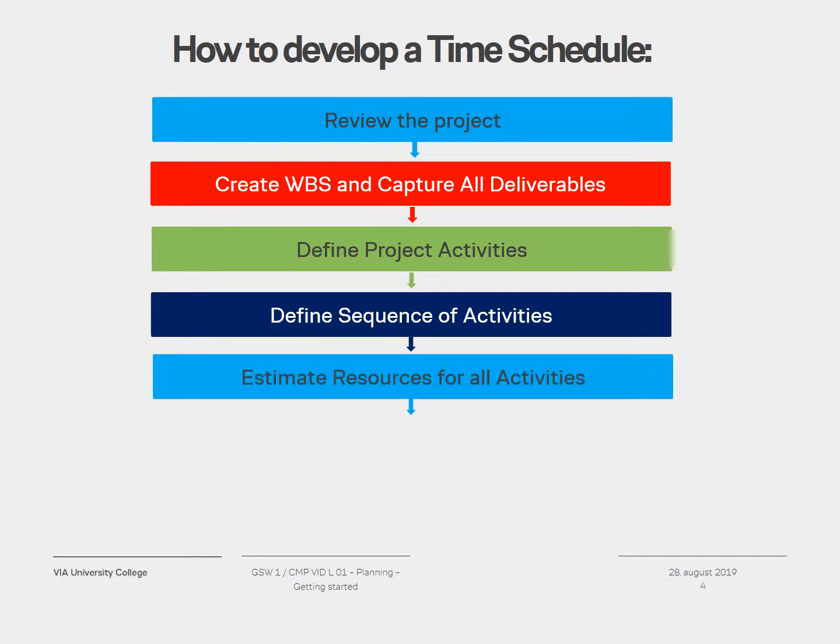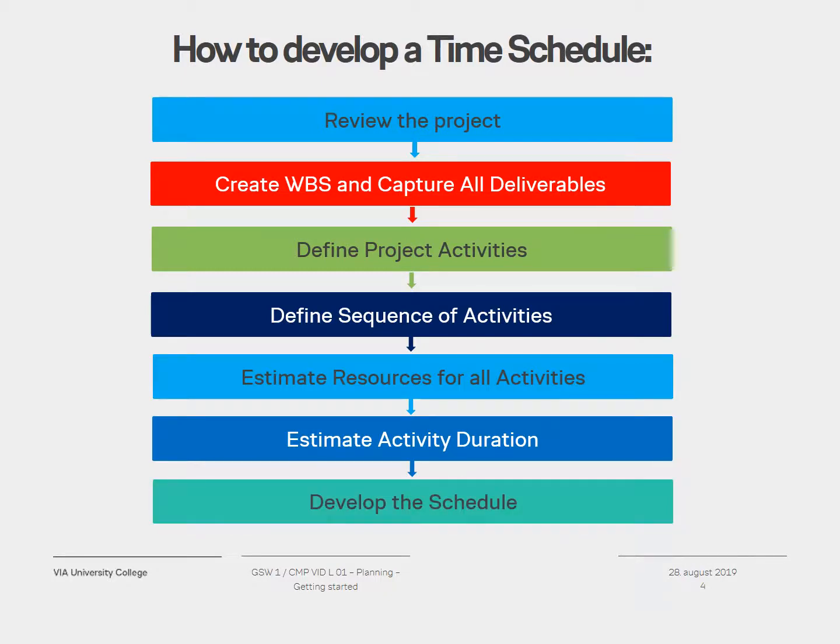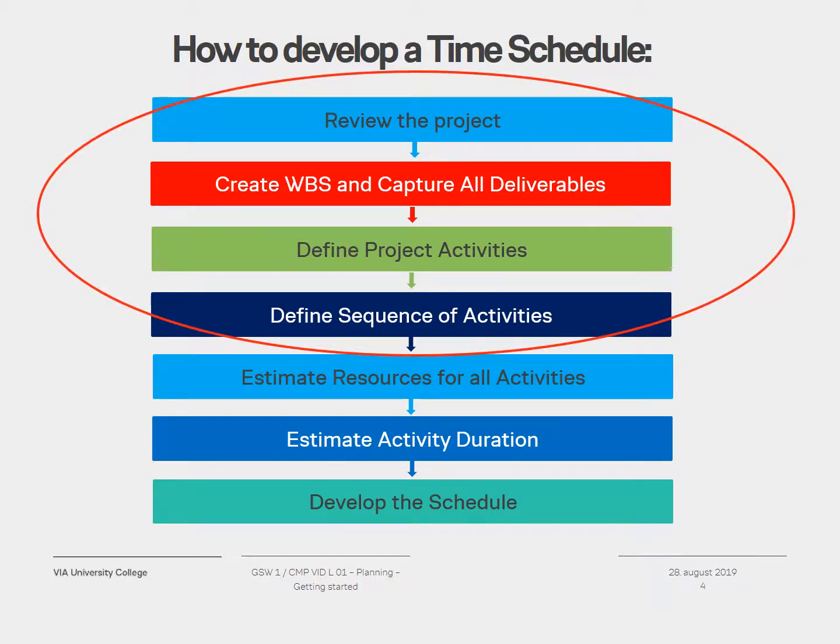The next two steps go hand in hand. It's to estimate the resources for the activities, and when you have the resource allocation, you can start thinking about the actual activity duration. When you have all these steps performed, only then are you ready to develop your time schedule. Right now, we're focusing on the beginning of the planning, especially the work breakdown structure and defining the project activities.